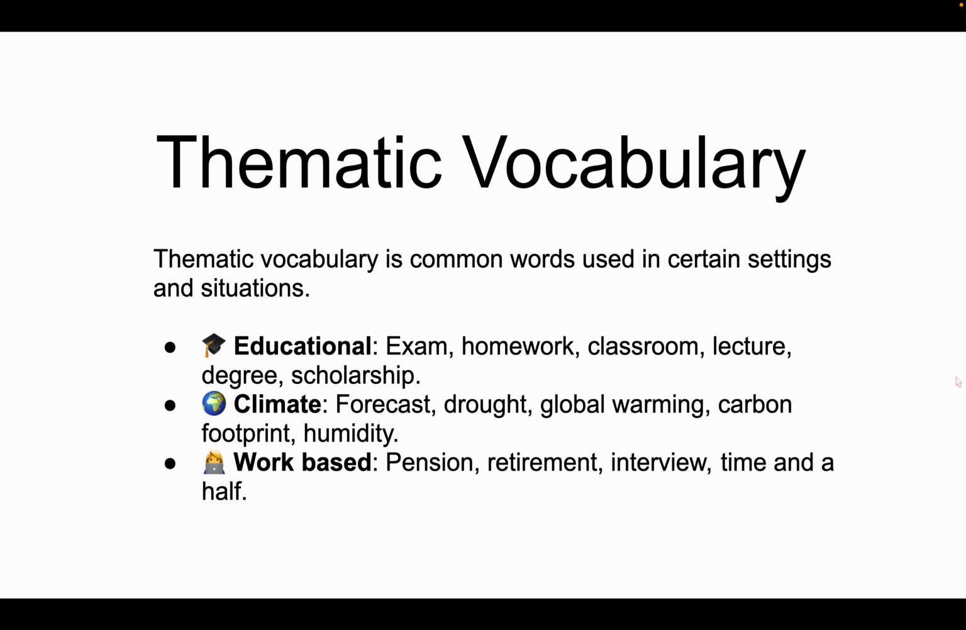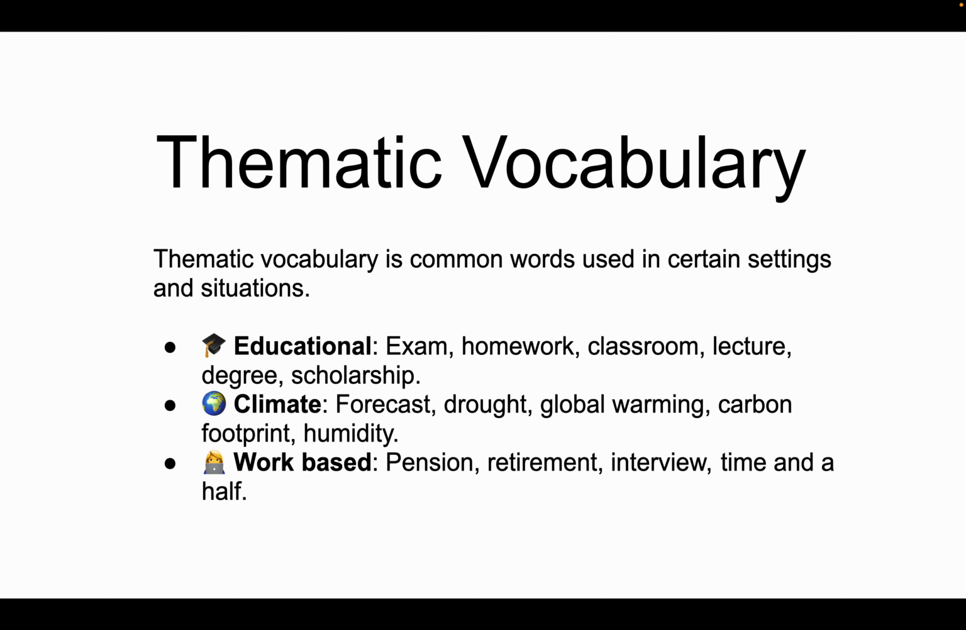So today we're going to be covering some thematic vocabulary. Now, what is thematic vocabulary? Well, thematic vocabulary is common words used in certain settings and situations. So, for example, some educational thematic vocabulary may be exam, homework, classroom, lecture, degree, scholarship, while more climate-based ones may be forecast, drought, global warming, carbon footprint, and humidity. Now, if we were looking at some work-based ones: pension, retirement, interview, time and a half. Very common stuff.